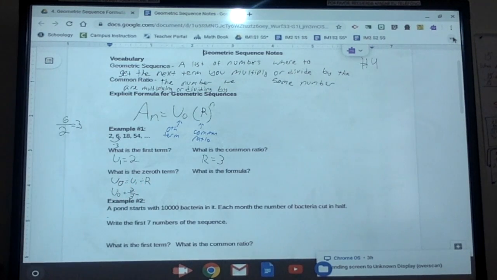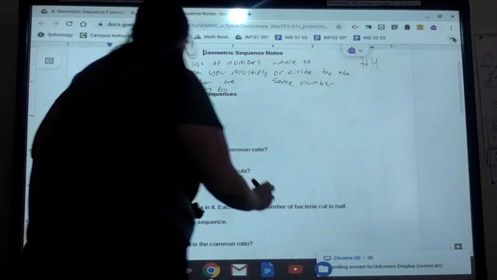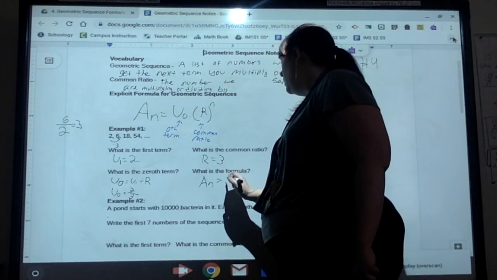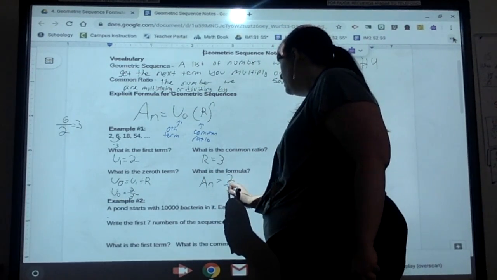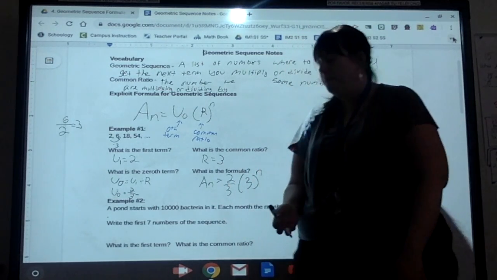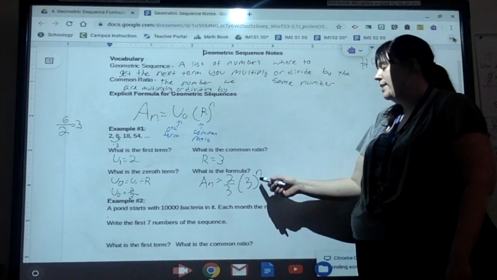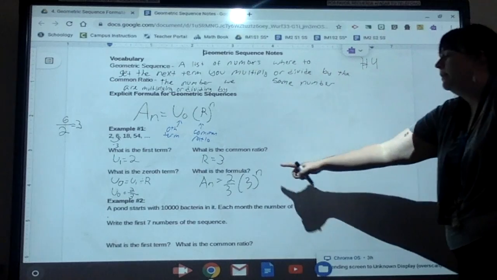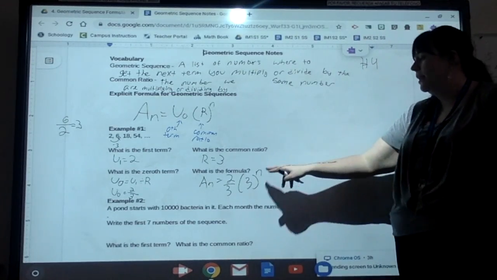If I type 2 divided by 3 into the calculator, I'll get a decimal. And fractions are always better to use than decimals. So I'm going to keep it as a fraction. So what's my formula? My formula is to get any term, I'm going to take 2/3. I'm going to times it by 3 n times. So when an exponent is a letter, what the little n means is how many times you multiply 3.